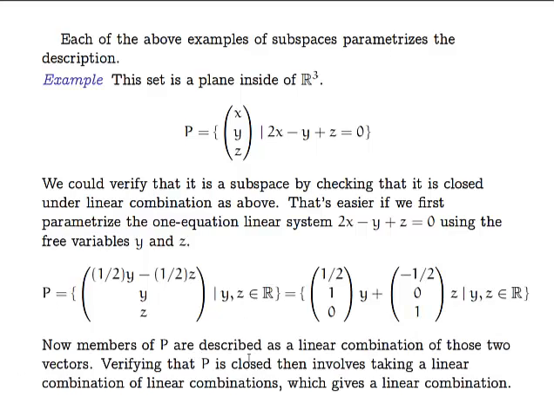Now, members of P are described as linear combinations of these two vectors. If you take linear combinations of vectors in P, that's going to be a linear combination of linear combinations, which we already showed gives a linear combination. So that shows that P is closed under linear combination. Automatically, P is a subspace of R3.